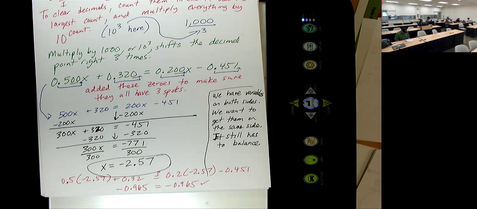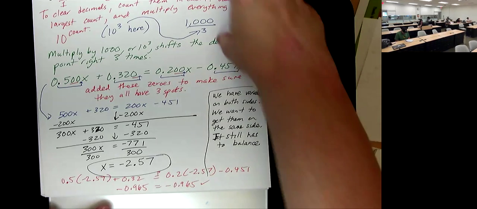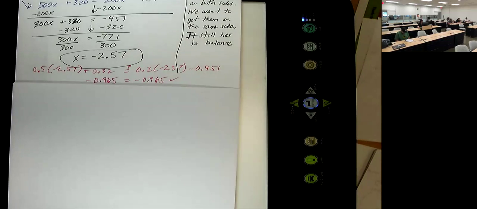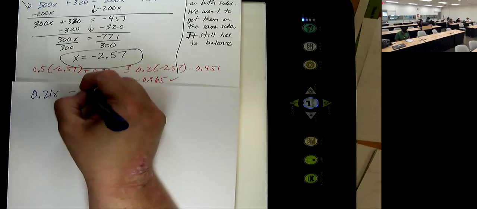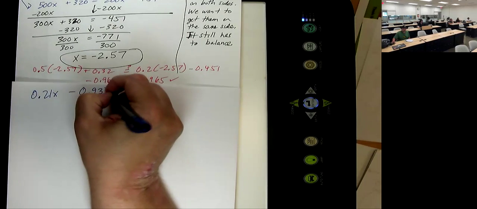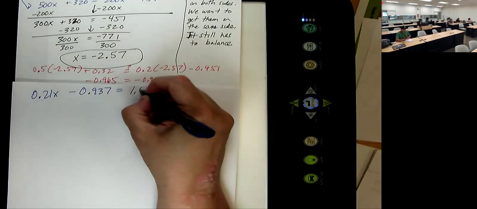Let me give you guys one to try, since decimal ones are likely going to occur for you. Let's do 0.21x minus 0.937 equals 1.45.